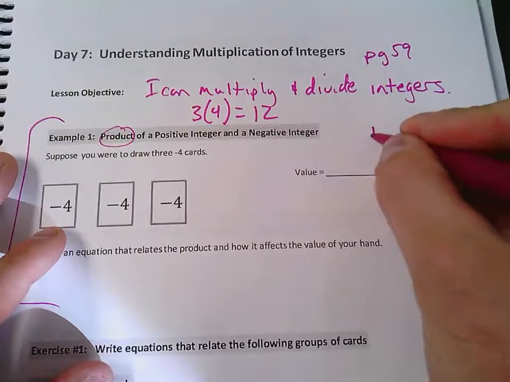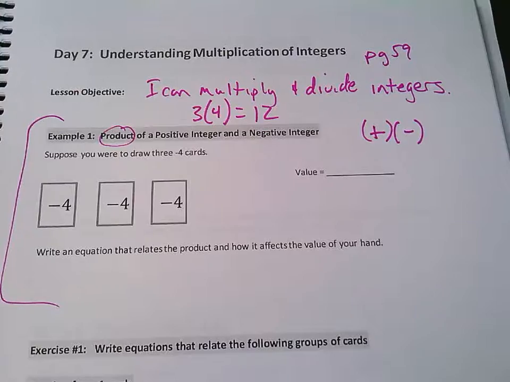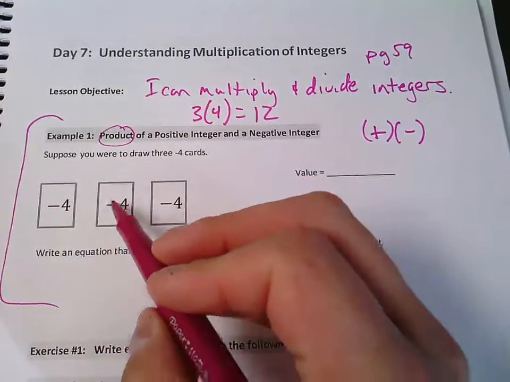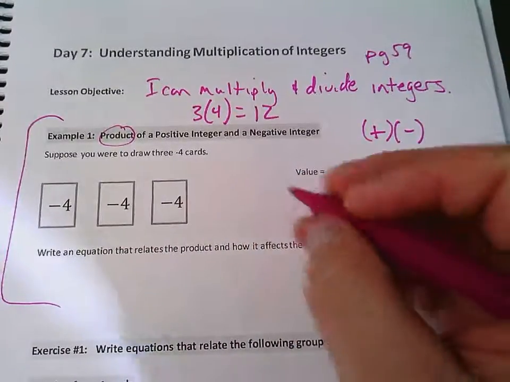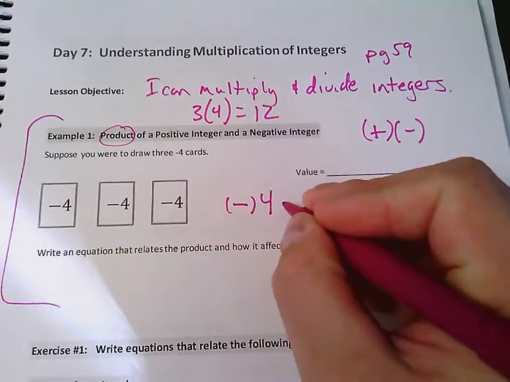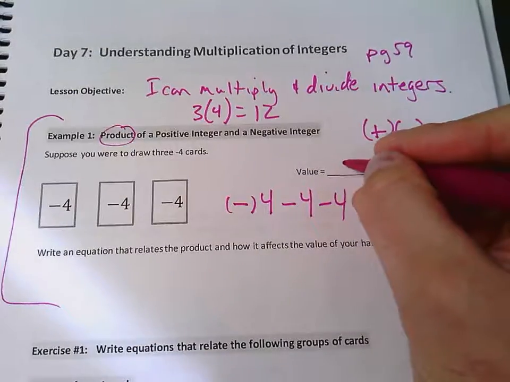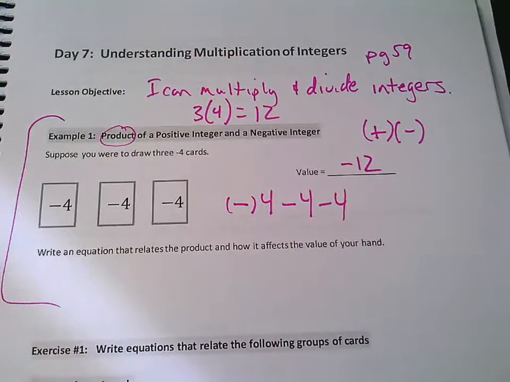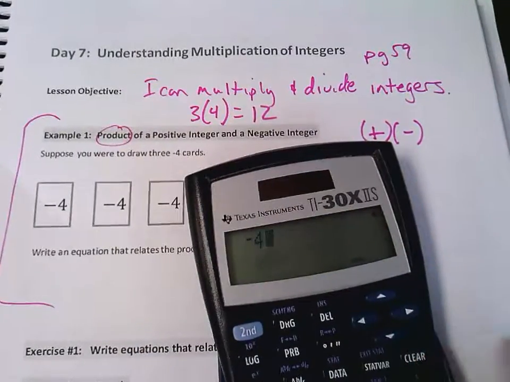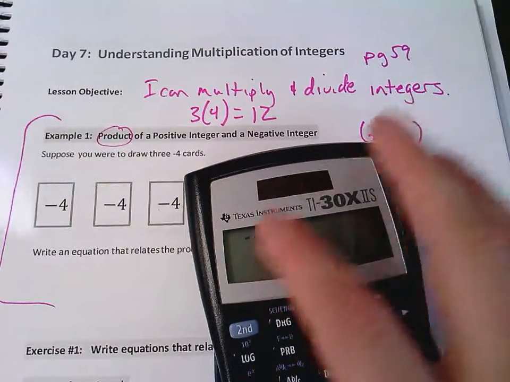So we're going to have a positive number times a negative number. And we're going to use the integer card game to represent this. So suppose we were to draw 3 -4 cards. Okay? To find the value of the 3 -4 cards, you take your calculator and press the negative button. -4 minus 4 minus 4. Okay? Which will give you -12. If you don't believe me, here we go. Ready? -4 minus 4 minus 4. -12. And yes, you do have to start with a negative to begin with.